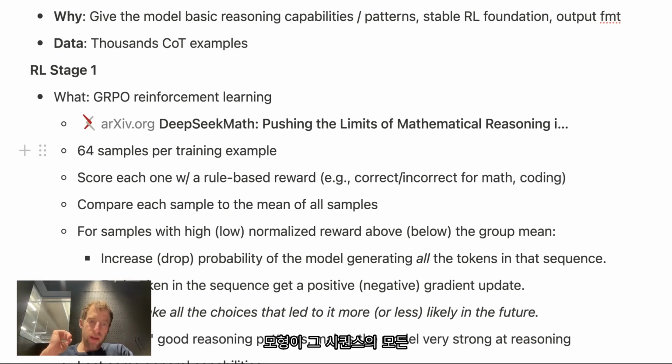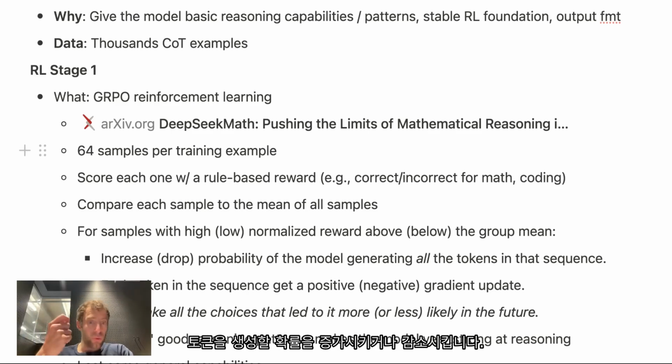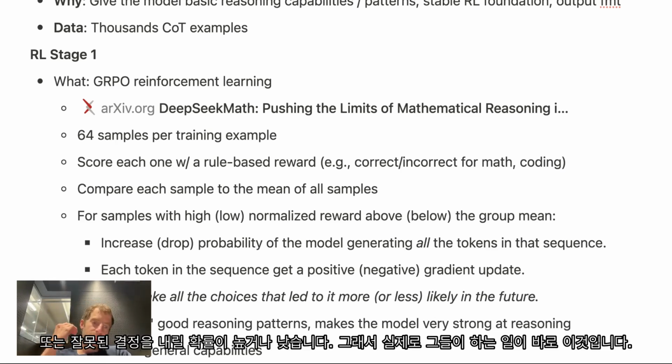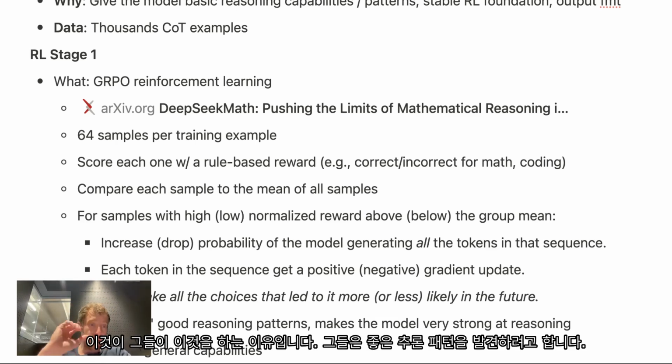For samples with high or low normalized reward relative to the group mean, they increase or drop the probability of the model generating all the tokens in that sequence. So what happens is each token in that output gets a positive or negative gradient update. And here's the intuition. It's basically saying, let's make all the choices that led to this correct or incorrect decision more or less likely. So that's actually what they're doing.